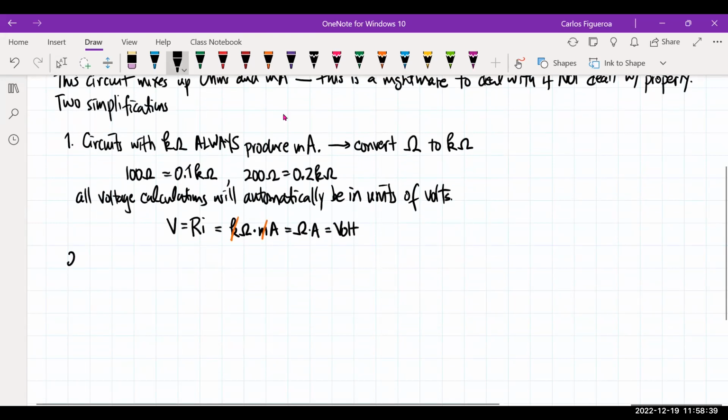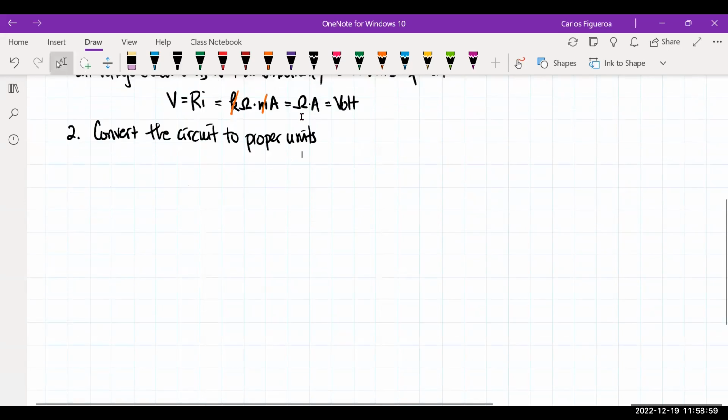So the second thing you want to pay attention to is that you want to convert the circuit to proper units. So here we go. The first thing I'm going to do is convert the circuit. I'm going to have a circuit that looks like this. I have a current source, a 4 milliamp. Then we're going to have one resistor that goes here, and another resistor here.